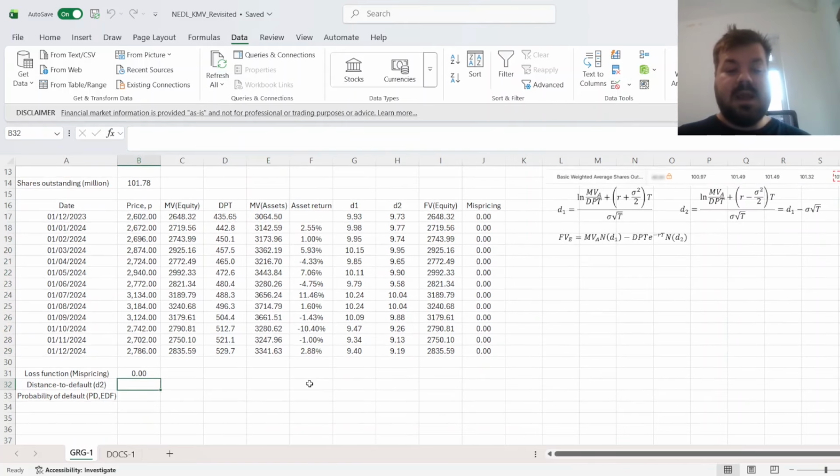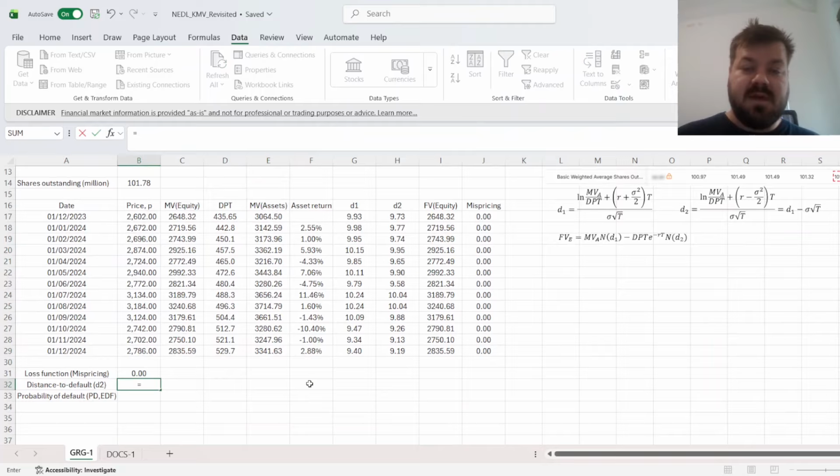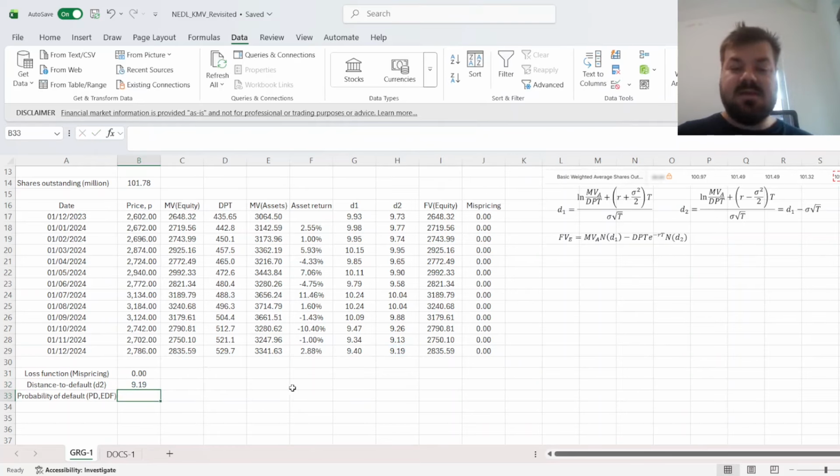And now we can retrieve the value of D2, which we observe at the very end of our observation, so end of December 2024. And that is the value that we use to calculate our probability of default, or in the KMV framework, EDF, expected default frequency. This is a standard normal distribution of minus distance to default cumulative. We see that it is very low. It's almost exactly 0. What does it mean?